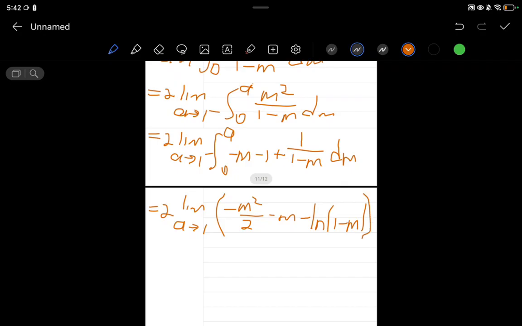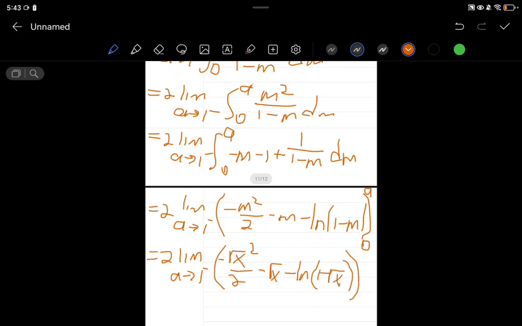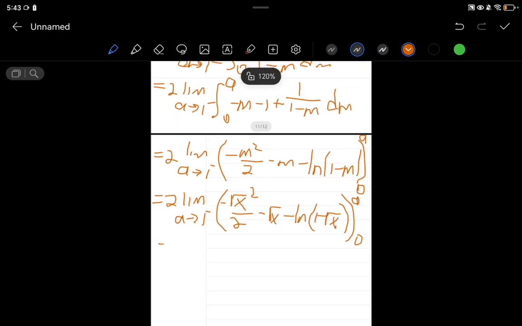And then this would be from 0 to a. And then when we plug this in, we're going to have, so this is minus, which is 1 from the minus. And then this would be minus. We know that this m is the same as root of x, right? Squared over 2, minus root of x, minus ln of 1 minus root of x, from 0 to a. I just plug back my root of x so that I can plug those 0 and a into the limit.